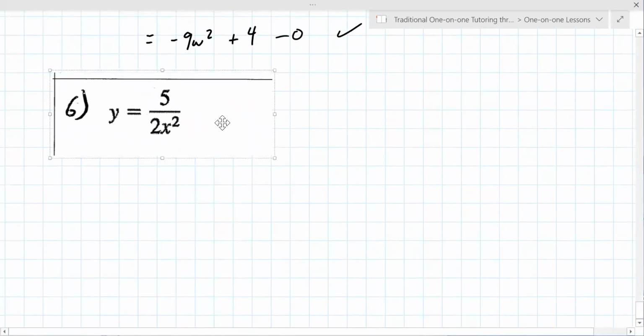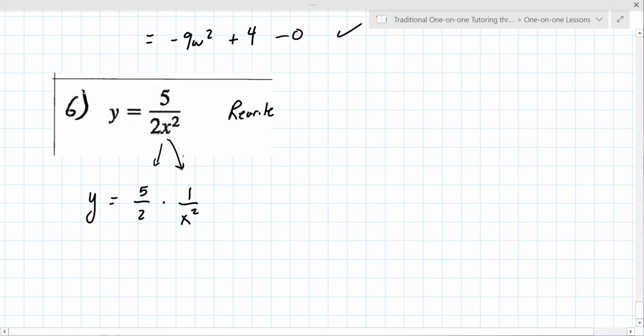Okay, so this problem, we need to do a rewrite first. I'm going to write something here, and you tell me if this looks at all familiar and if you believe me. Do you believe that this becomes this? Do you see that? Like 5 times 1 is 5. The 2x squareds come together. Do you see that?